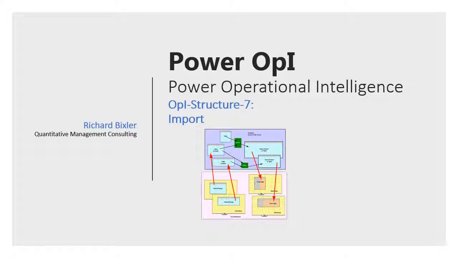This is OPI Structure Part 7, Import. This module shows how to import data into Excel from an external source and drop it into a structured table in Excel. This is implementation of OPI Paths 3 and 4. Path 3 imports using an Excel data connection. Path 4 imports using PowerQuery.